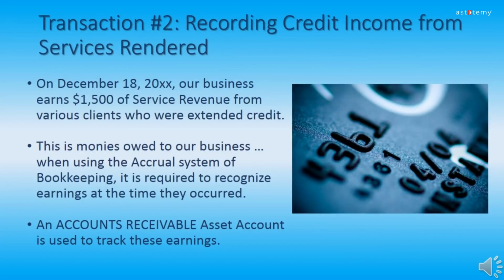And now we're ready for transaction 2, recording credit income from services rendered. As you may recall from your T account exercises, on December 18, 20XX, our business earned $1,500 of service revenue from various clients who were extended credit. This is monies owed to our business. When using the accrual system of bookkeeping, it is required to recognize earnings at the time they occurred. More about this a little bit later. In the meantime, we have created an asset account called Accounts Receivable to track these earnings. And in the next slide, we discuss the first 3 steps involved in journalizing this transaction.